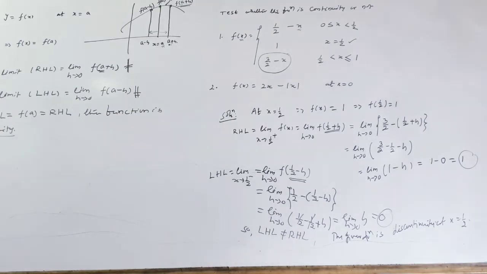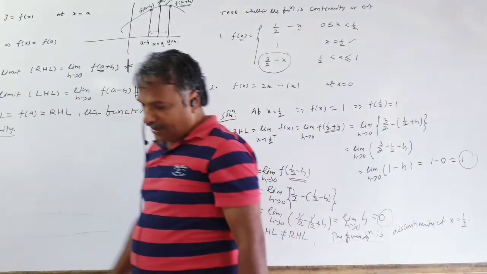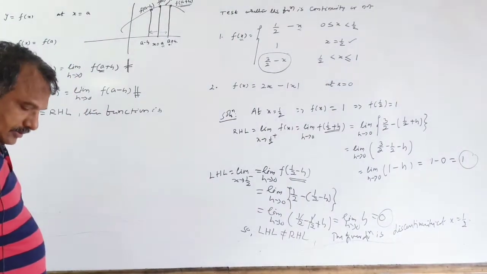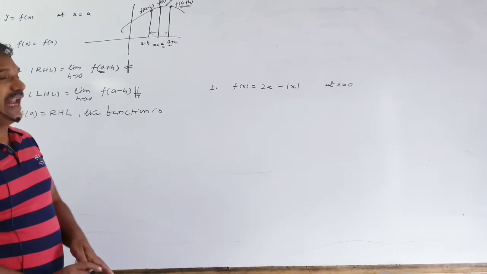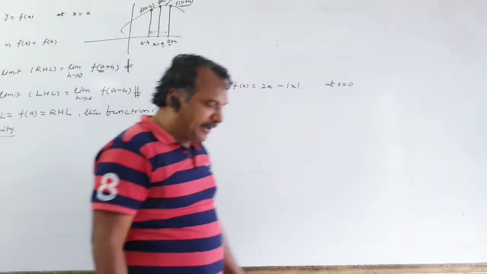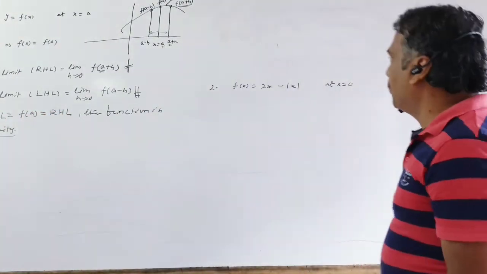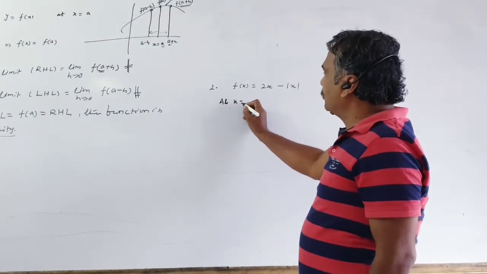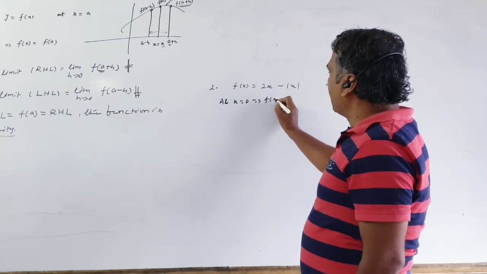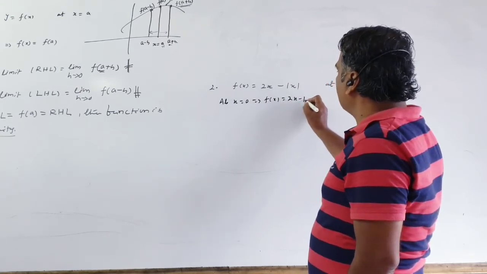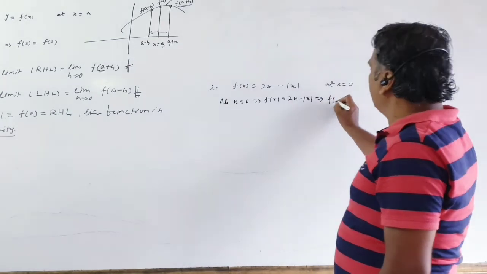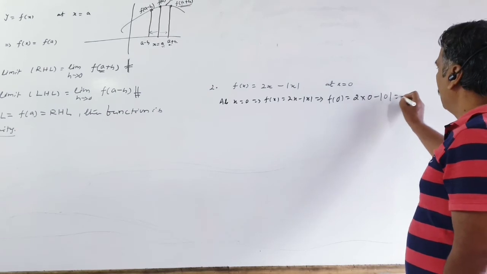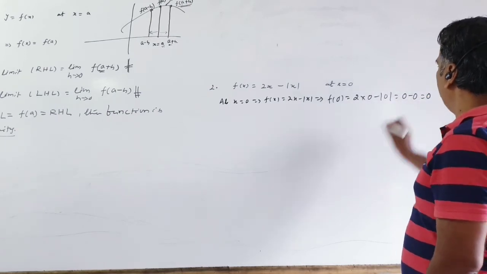Okay, now second one. Now here second one is given. Another example is, now here f of x is given as 2x minus mod x. Now at x equal to 0, what is f of x? Given 2x minus mod x, so f of 0 is 2 into 0 minus mod of 0, which is 0 minus 0, equal to 0.